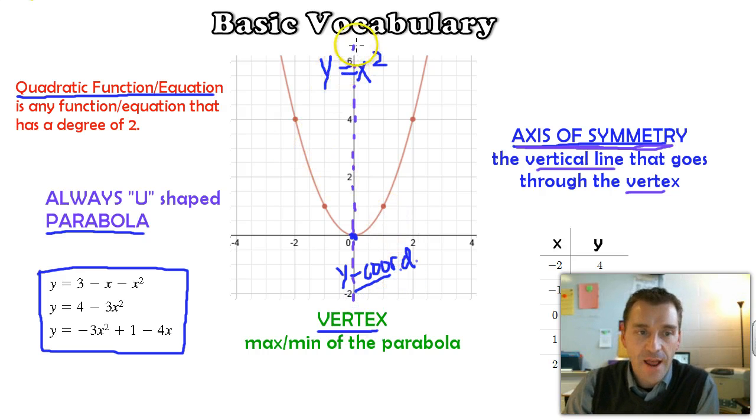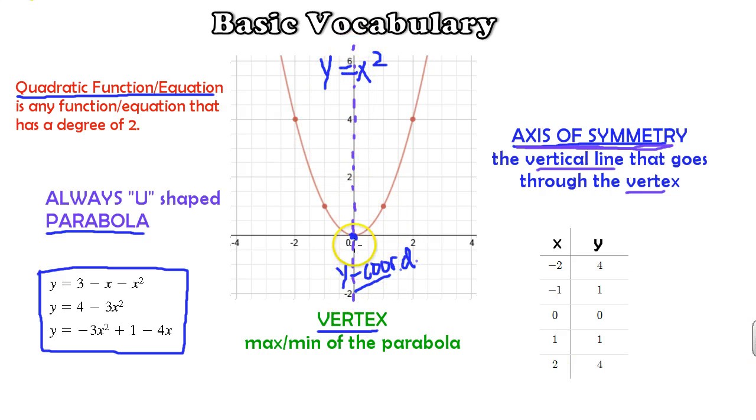Either way, that line right there, that vertical line that goes down right through the vertex, on either side of that, you're going to see a mirror image. So where this dot is, you go the same amount on that side, that's where that dot is. You go 2 over on the right side here, you go 2 to the left-hand side. So they're all mirror images of each other across the axis of symmetry. So there's some basics of what that is.